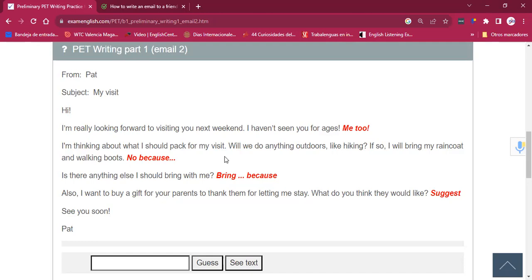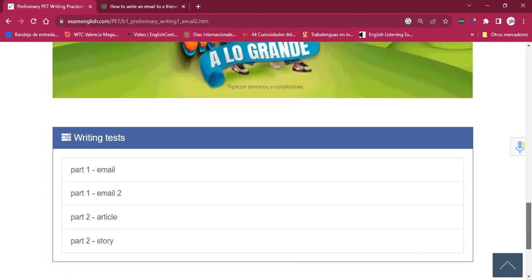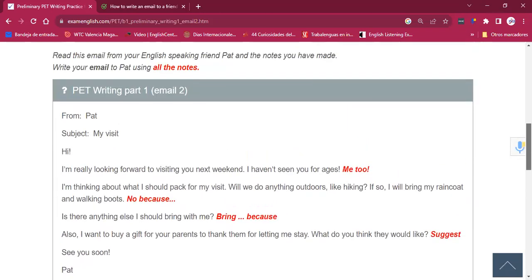So you're going to have 20 minutes, only 20 minutes to write. A 130 words email organized as we see. From your name, subject, your visit, a word for saying hello because this is informal, a closing statement, and your name. But each paragraph needs to include the information in red.